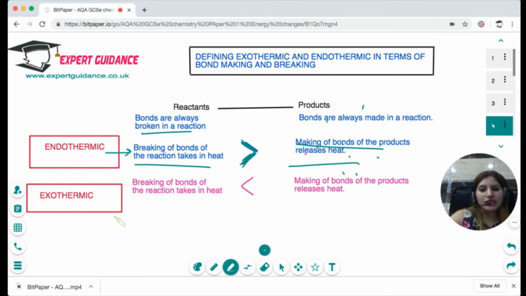In an exothermic reaction, the heat taken in by breaking the bonds of the reactants is less than the heat released by making the bonds of the product. Okay, so this is how you can define the reactants and products in terms of bond breaking. It has come up in the exam to write this definition in terms of bond making and bond breaking. So you should explain this definition in that way.